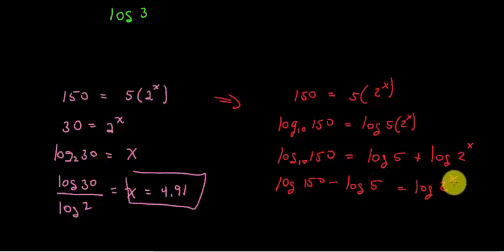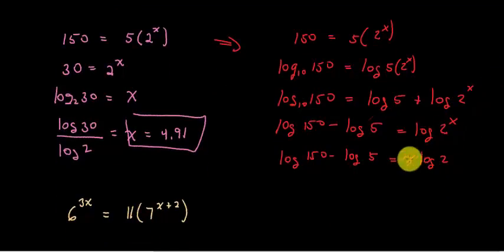Here's what I can do. I can use my power rule, right? And I can just bring this x down in front. And I can say that this is log base 10 of 150 minus log base 10 of 5 is equal to x times log base 10 of 2. And so now I'll just divide both sides by log base 10 of 2. I'll cancel this here. And so x would be equal to log base 10 of 150 minus log base 10 of 5 divided by log base 10 of 2.